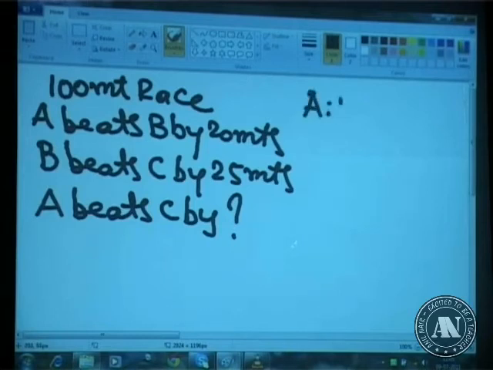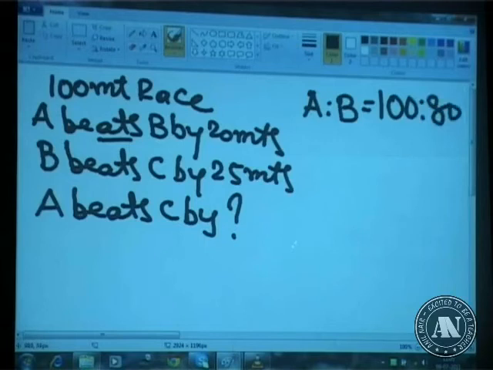In a 100 meter race, A beats B by 20 meters. What do you mean by beating B? That means if A runs the entire 100, B will run only 80. Agreed? So A is to B is 100 to 80.